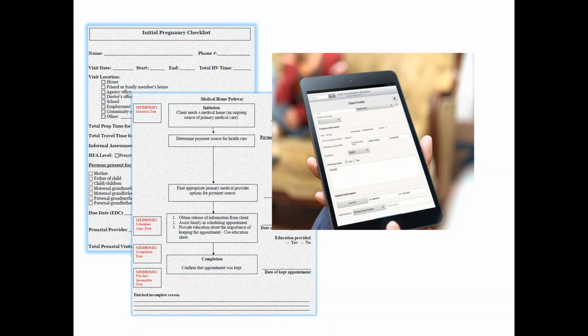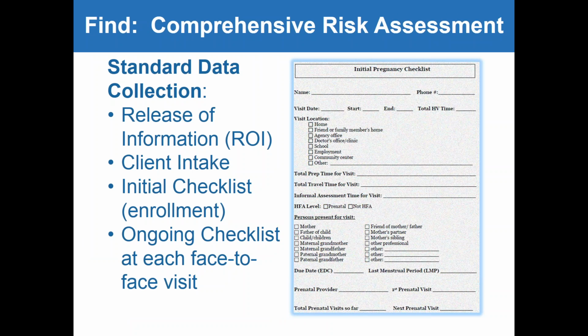So the workflow, when somebody is engaged in this model, all of the data collection is standardized. So the very first thing that's standardized is the release of information. So we're very clear on what kind of data we're collecting. Then we have a standardized client profile, which is all the demographics, an initial checklist, which is really looking at any kind of risk that person may be facing, and then ongoing checklists at every follow-up face-to-face visit.